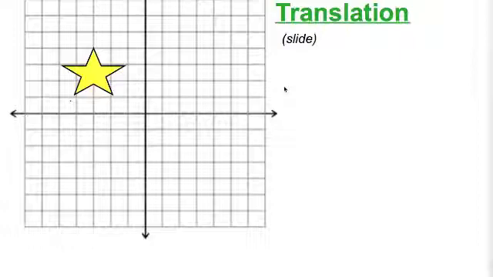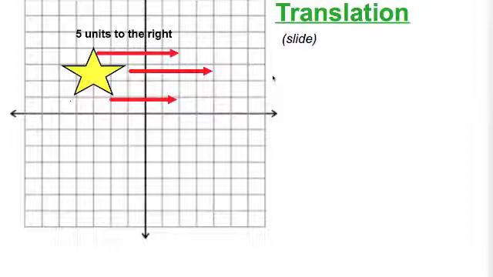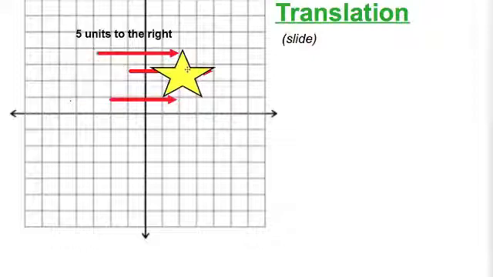Translations means to slide an image. We can shift it diagonally, we can shift it left or right, and up and down. The important part is to look how many places over the translation or the figure slides. If we want to translate this unit 5 units, we need to take any given point and measure 1, 2, 3, 4, 5 units. Every single point in the star should now be 5 units from where it began.